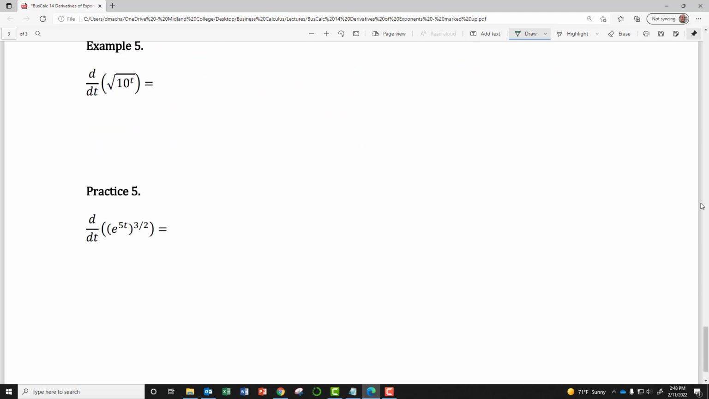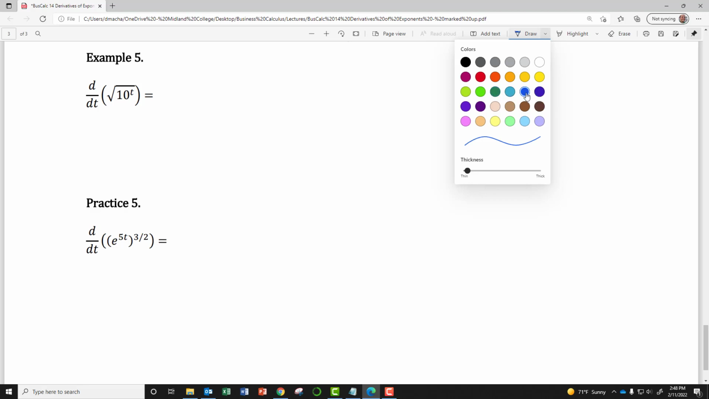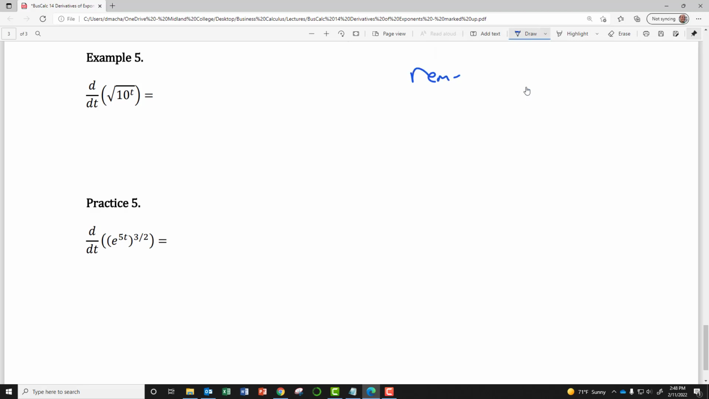Okay, last pair right quick. If you look at example 5 and follow along, we have the derivative of the square root of 10 to the power t. And you should always remember that if you take the square root of something, that's just equal to that something to the 1/2 power. So let me rewrite this as 10 to the power t all to the 1/2 power. There's something else I want you to remember as well. That something else is that if I have x cubed squared, well, what is that?